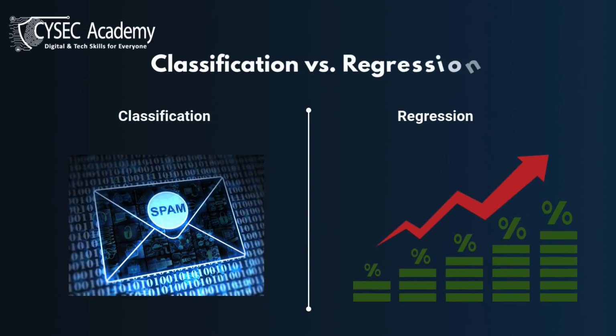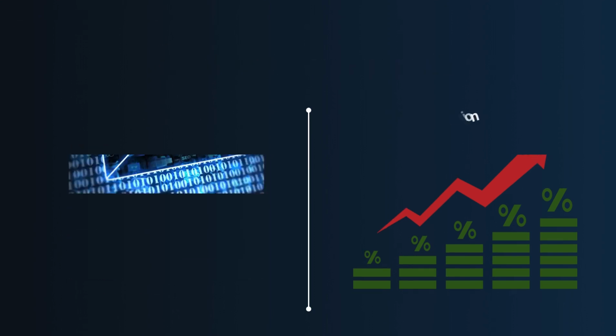Classification versus regression. In supervised learning, classification predicts discrete categories, while regression predicts continuous values. Both use labeled data for training, but differ in the type of output. Classification assigns data to categories, while regression estimates a numerical value. Both use labeled data for training but differ in the type of prediction.